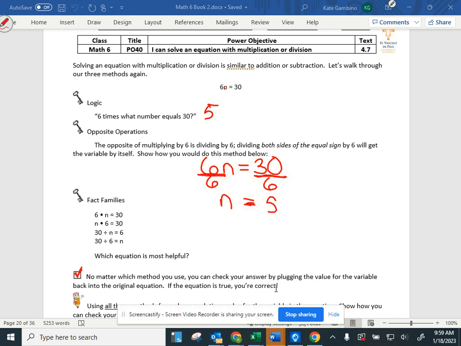So we have our fact families just like we did with the adding or subtracting. 6 times n equals 30, n times 6 equals 30. 30 divided by n equals 6. 30 divided by 6 equals n. Which one of those fact families is the most helpful? 30 divided by 6 is the most helpful, right? So it's very similar to yesterday. So let's look at the bottom of the page and do those ones together.